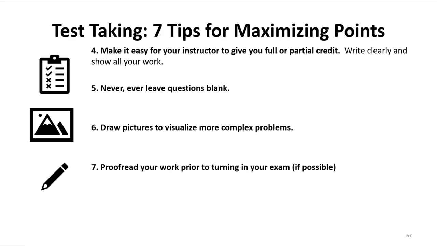Next, make it easy for your instructor to give you full or partial credit. Write clearly and show all your work. If you show all your work but just made a sign error, you will probably still earn significant partial credit. If you are stuck or if you are running out of time, write what you would have done or why you are stuck. Write what you do know, such as relevant formulas, equations, or approaches to solve the problem. Next, never ever leave questions blank. Always make an attempt and write down what you do know and what you would try.